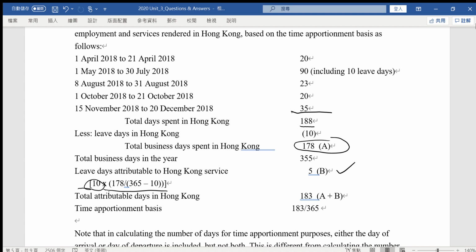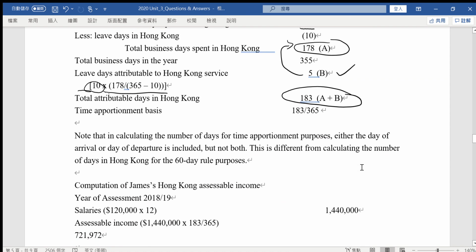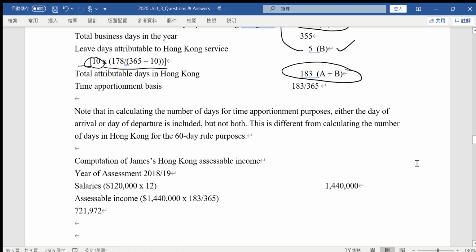Okay, 5 days add up with this 178, total number of days 183. That's why for the time apportionment, the number of days used for the calculation of the chargeable income of Mr. James Bond will be 183 days over 365 days. Okay, because of that, we can work out the amount.